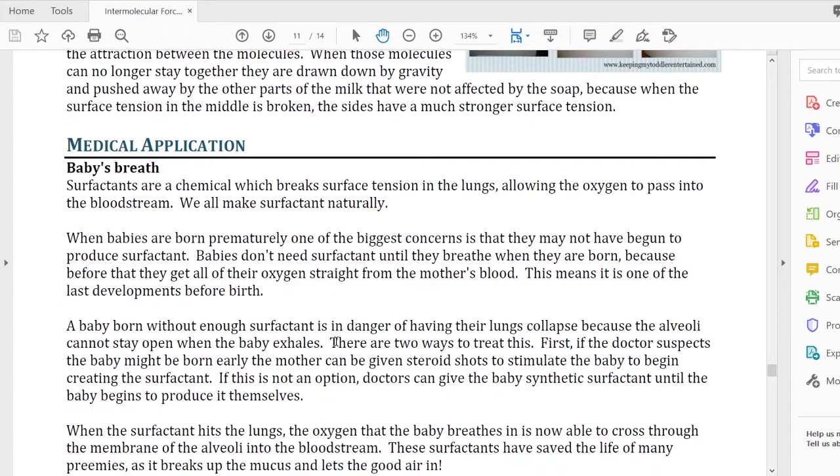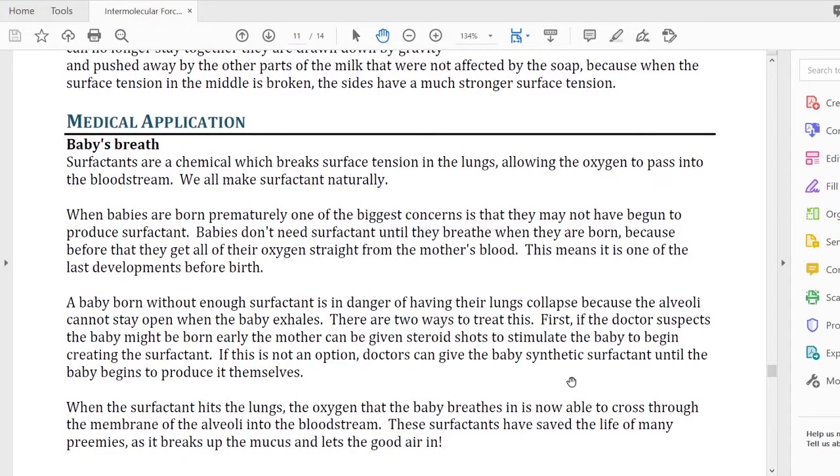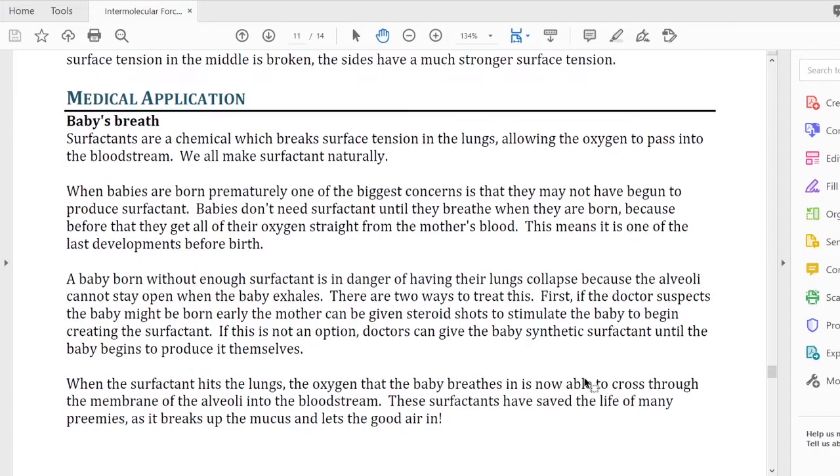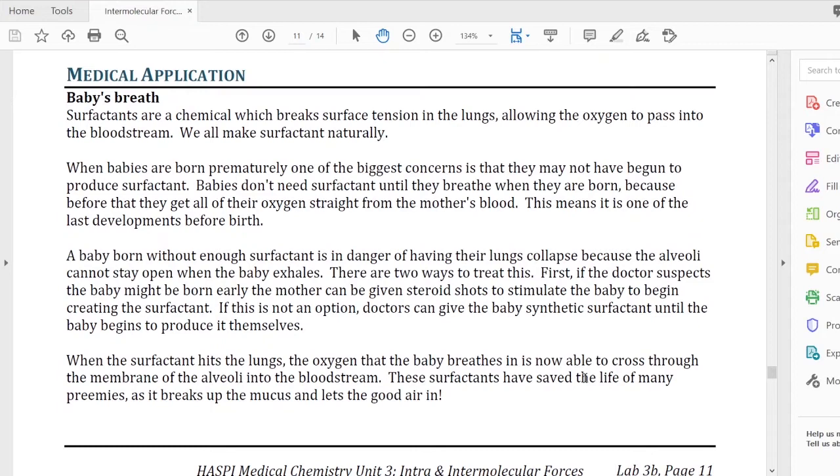And so they have to kind of force that surfactant or give them that surfactant to help them, okay? And first, if the doctor suspects this, they'll be given steroid shots to stimulate the baby to begin creating the surfactant. So we want them to give them their own, okay? If this is not an option, so they can't give them a steroid for any reason, that's when they give them a synthetic surfactant until the baby produces it on their own, okay? So watch what happens to milk. It's pretty fun. My daughter really enjoyed it, so enjoy the lab.